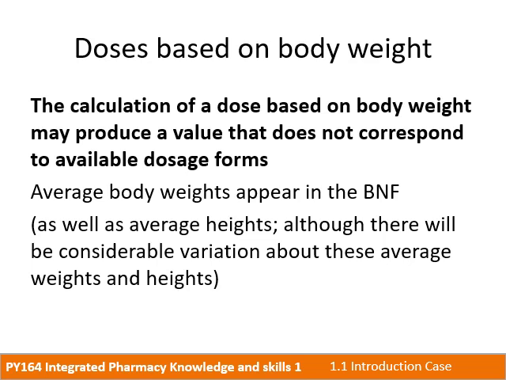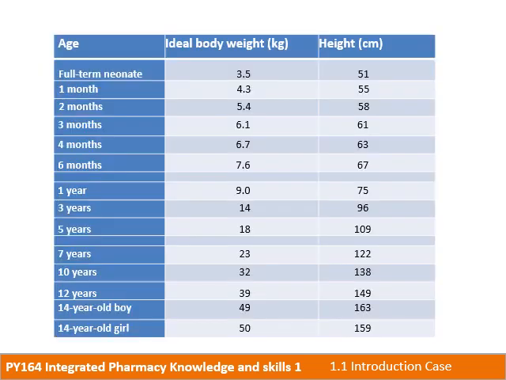If you look in the BNF, you will find the charts on average weights and heights for age. And you can see here that we have the chart. So for example, if we look at a 6-month-old infant, then their ideal body weight would be 7.6, okay, and height 67 centimeters. I've already said that there's considerable variation, and that is true.